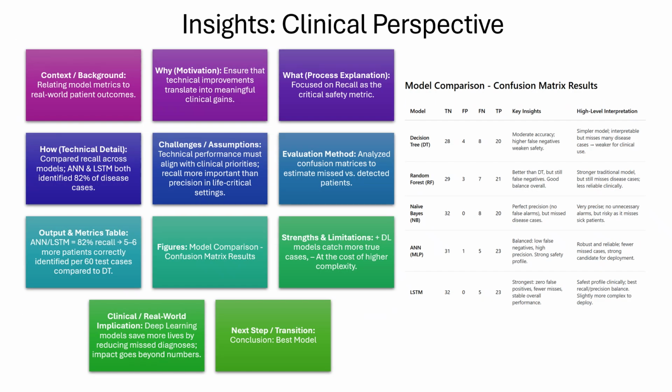From a clinical standpoint, recall is the most critical metric, as it reflects how many true disease cases were detected. Both ANN and LSTM identified around 82% of patients, which means 5 to 6 more lives could be saved per 60 cases compared to decision tree. While Naïve Bayes offered perfect precision, its misdiagnoses make it unsafe. Overall, deep learning models provide strong clinical reliability by reducing false negatives.